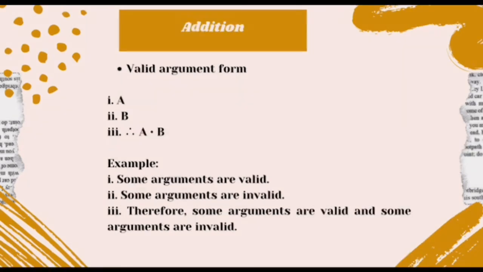Another argument with a different logical structure is addition. It is a valid argument form, and it goes by the structure of premise 1, A, premise 2, B, conclusion 3, A and B. Let's consider this example. Some arguments are valid, some arguments are invalid. Therefore, some arguments are valid and some arguments are invalid. We represent V for valid and I for invalid. The representation of the argument will look like premise 1, V, premise 2, I, and conclusion 3 is therefore V and I.